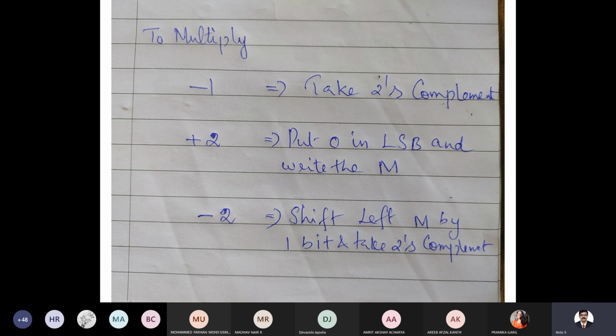So plus 2 and minus 2 may be new to you. If you have to multiply with plus 2, you have to put 0 in the LSB. For example, the multiplicand is 1 1, and you have to multiply this with plus 2, then the answer is 0 in the LSB, then 1 1. If I read in the normal direction, it will be 1 1 0. Understood? If the multiplicand is 1 1 1 and you have to multiply it with 2, the answer will be 1 1 1 0. Right? If it is minus 2, you have to shift left the multiplicand by 1 bit.